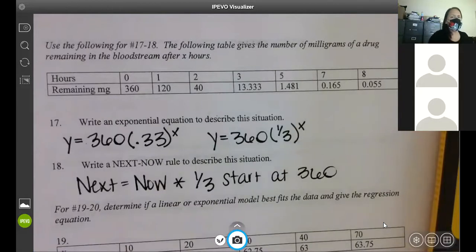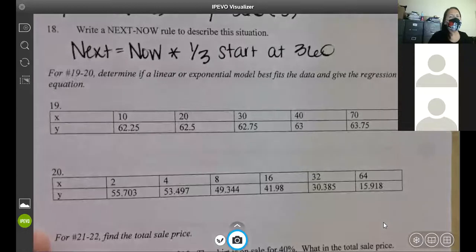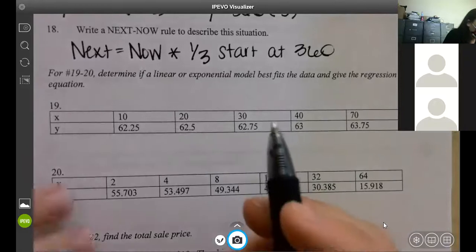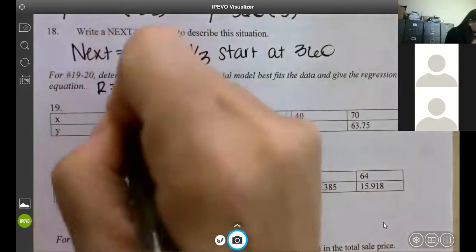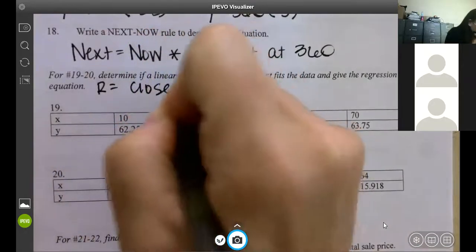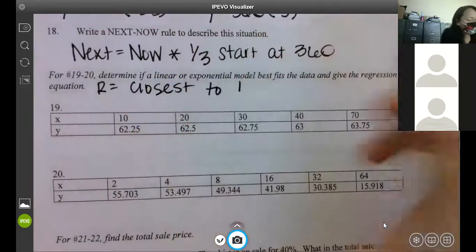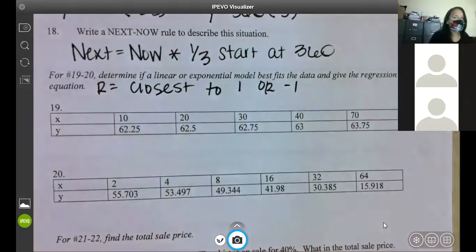How do we tell if it's linear or exponential? How do we tell if it's linear and which one we should use? What's that special number we look at? Where do we find it at? She said 1. Where do we find it at? What's the letter? R. So we're looking for an R that's closest to 1 or -1.